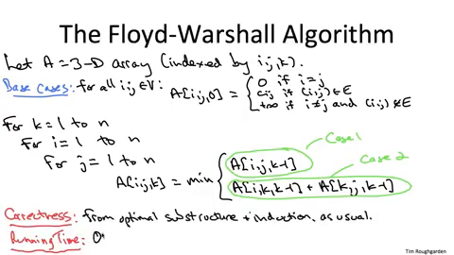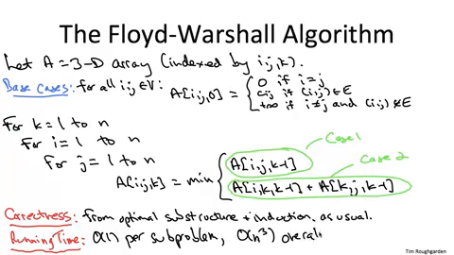As far as the running time, well, how many subproblems are there? Pretty easy to see. Each of our three for loops takes on n different values, so that's n cubed subproblems overall. Pretty clear that we only do a constant amount of work per subproblem. That gives us the cubic running time.